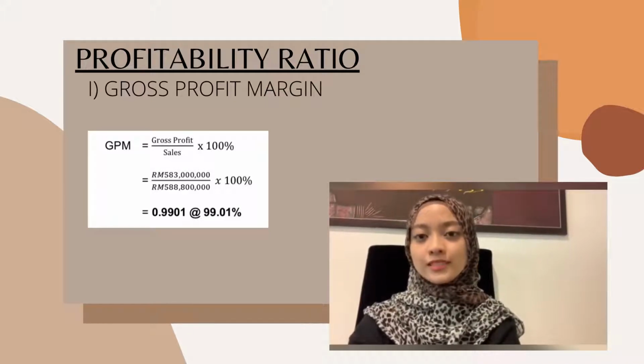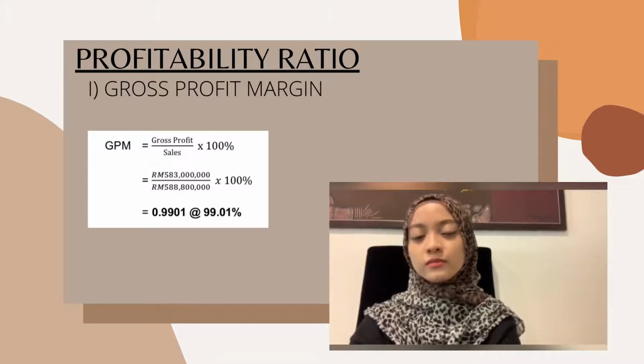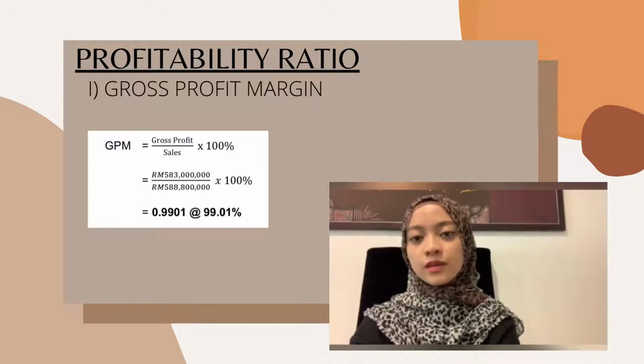For the comparison, IOI Corporation Berhad's gross profit margin is above the industry average. We can see that IOI Corporation Berhad is efficient in controlling its cost of goods sold. For the comment, a ratio of 99.01% means that the company is making 99.01 ringgit of gross profit for every 100 ringgit of sales made.